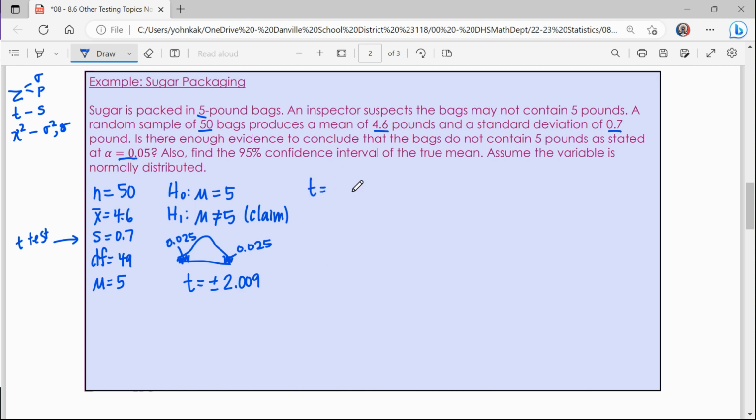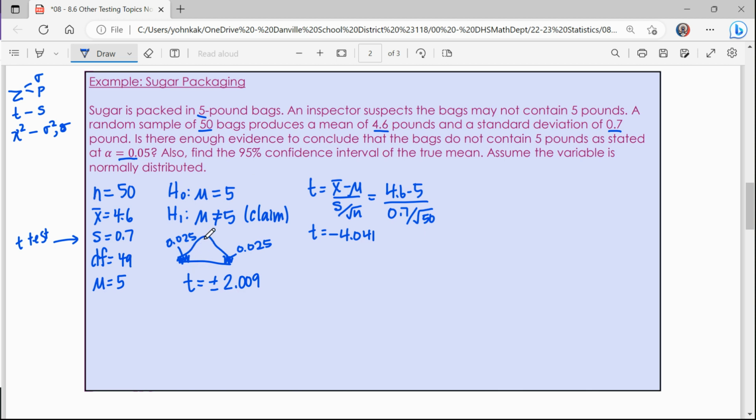So now we need a test statistic for t. That's x bar minus mu over s over root n. So this is going to give me 4.6 minus 5 divided by 0.7 over the square root of 50. Our t critical value had 3 decimals, so our test statistic has 3 decimals. So when I plug this into my calculator, I get negative 4.041.